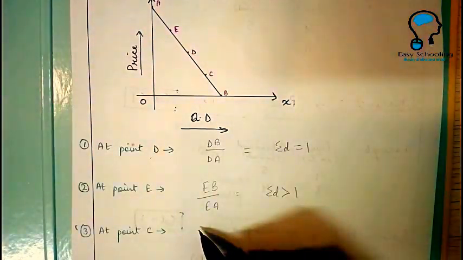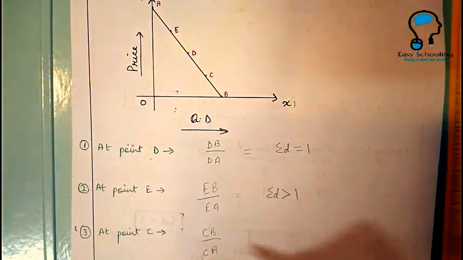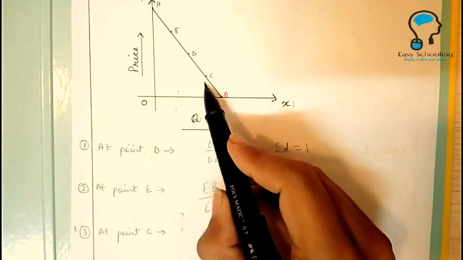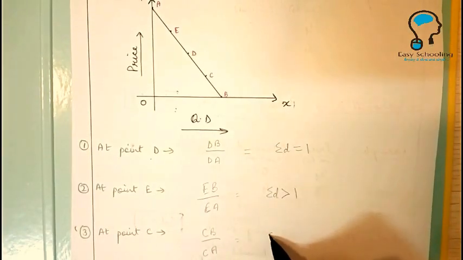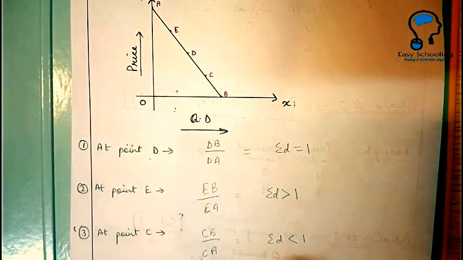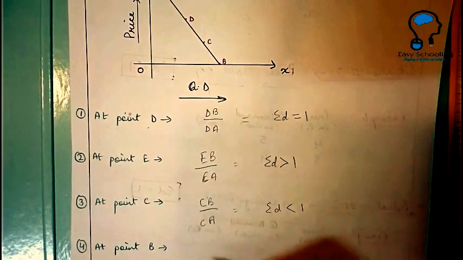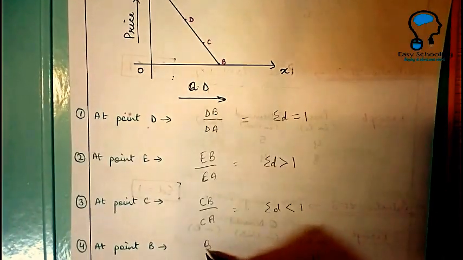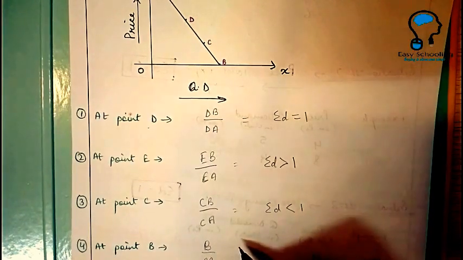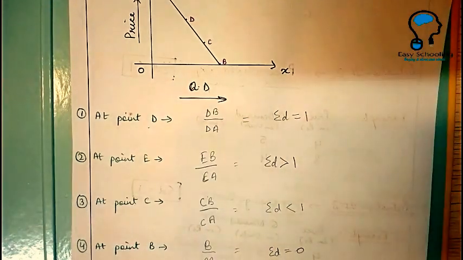At point C, elasticity of demand will be CB upon CA. In this case, CB is less than CA. CB is smaller than CA. So elasticity of demand is going to be less than 1. Now at point B, we are going to write B, lower segment BB upon BA. BB is what? 0. So elasticity of demand is equal to 0.